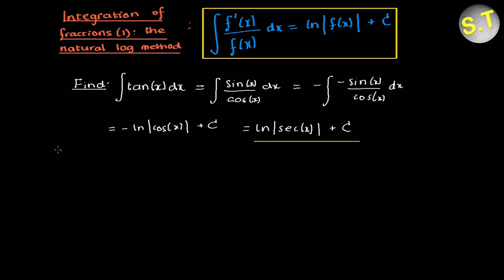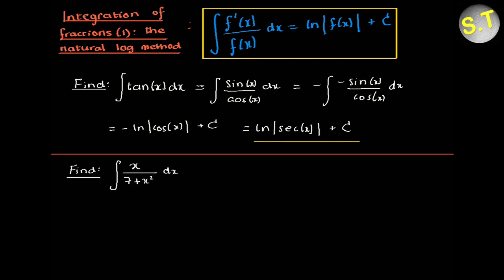Let's look at a second example. So in the second example, we're asked to find the integral of x over 7 plus x squared dx. So just to break it down a little further, our f of x in this example is equal to 7 plus x squared. So therefore our f prime of x that we can apply to this formula is equal to 2x.